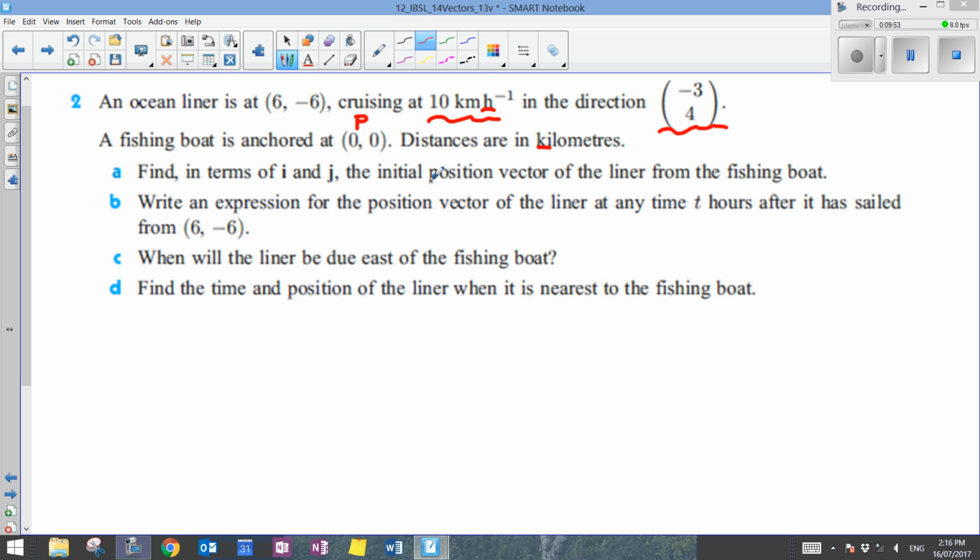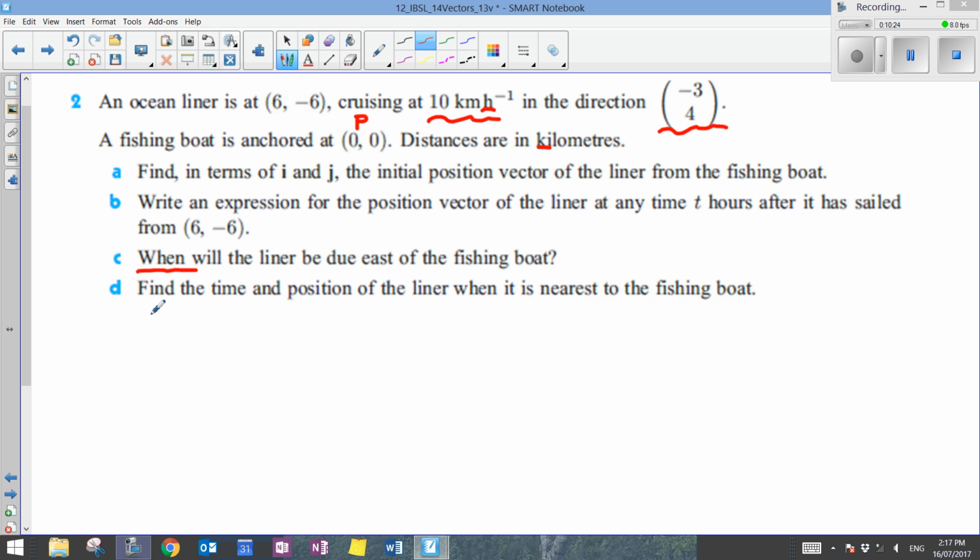Find in terms of i and j, so in component vector form, unit vector form, the initial position vector of the liner from the fishing boat. All right, we can do that. Write an expression for the moving cruise liner as it's passing the fishing boat at any time. Sure, we can do that too. When will the liner be due east? So in other words, at what time will it be due east? So again, you're looking for the x-intercept for the fishing boat.